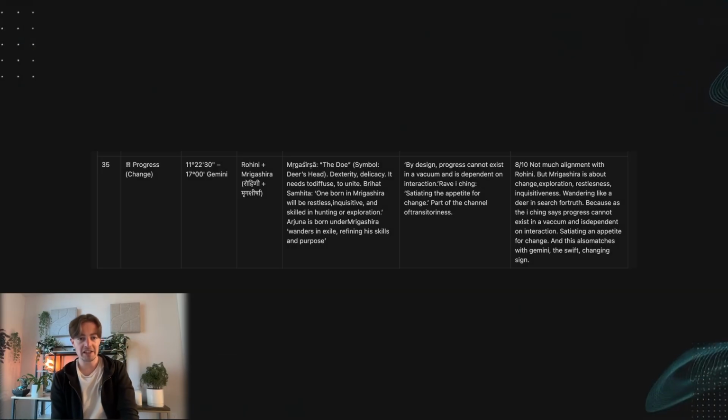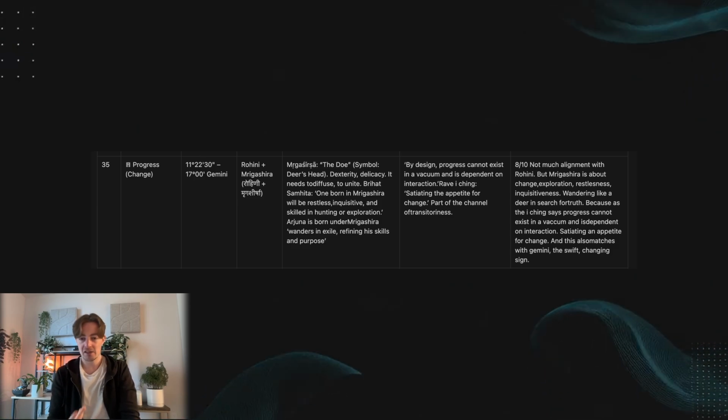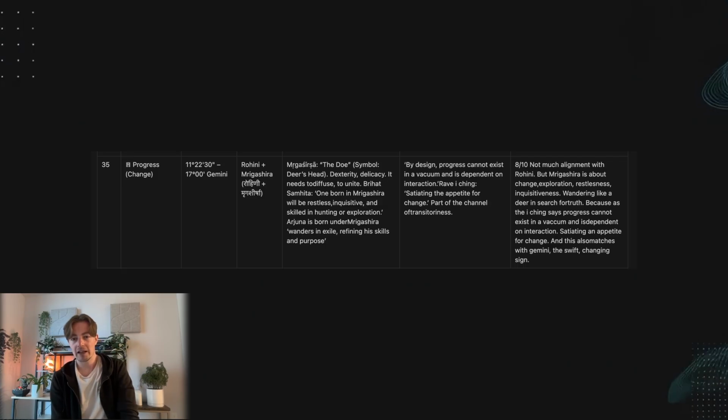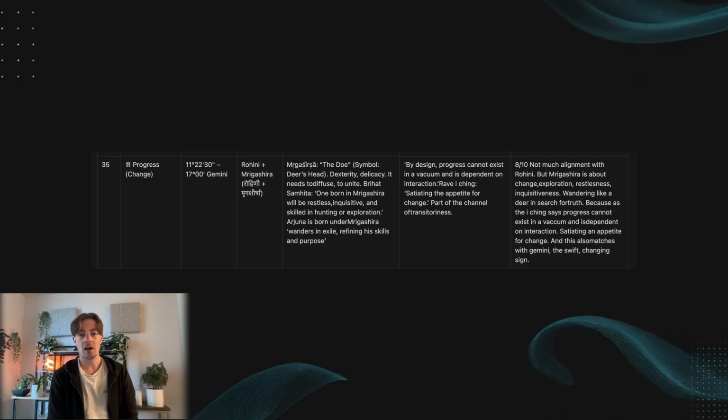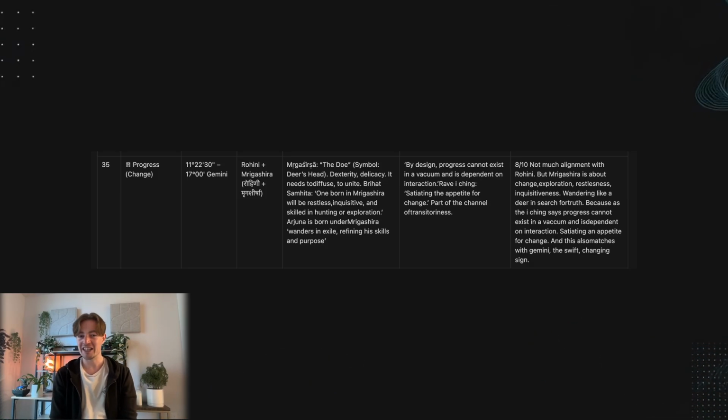Gate 35, the gate of progress or change, goes from 11 degrees to around 17 degrees of Gemini. It crosses Rohini and Mrigashira Nakshatra. Mrigashira is the doe, and the symbol is the deer's head. I think of a deer as dexterous, with delicacy and some grace. One description from a Vedic text is that it needs to diffuse, to unite. And from the Brihat Samhita, one born in Mrigashira will be restless, inquisitive, and skilled in hunting or exploration. So there's a swiftness to this nakshatra, which makes sense with it being in the Gemini sign.